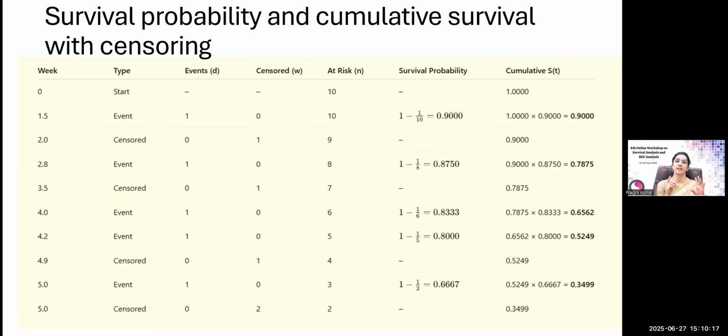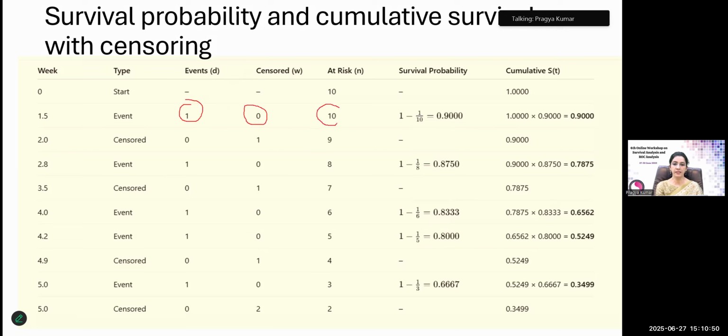Remember, the hazard is a rate because it's the instantaneous potential per unit time of developing the event. Hazard is a rate, but survival is a probability, survival time. Again, at 1.5 weeks, the event happened. So we calculate the survival probability only when the event happened. So here, one event happened and there was no censoring.